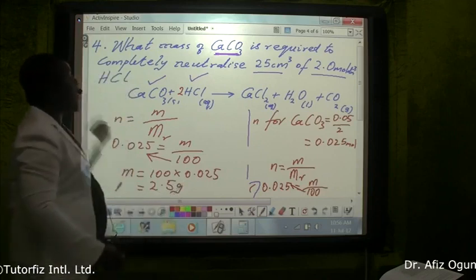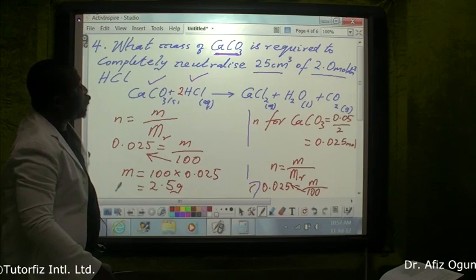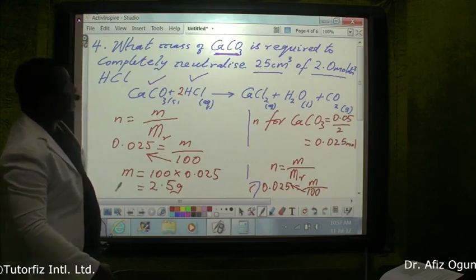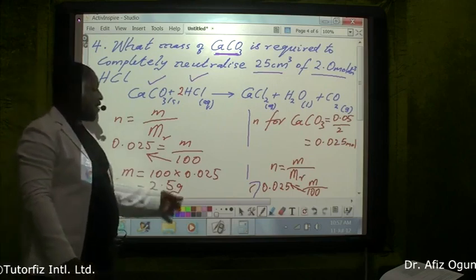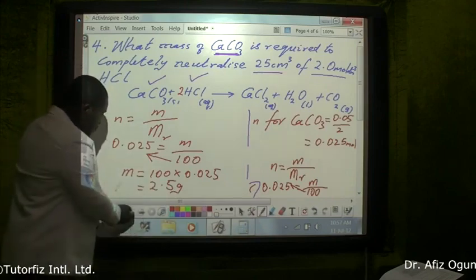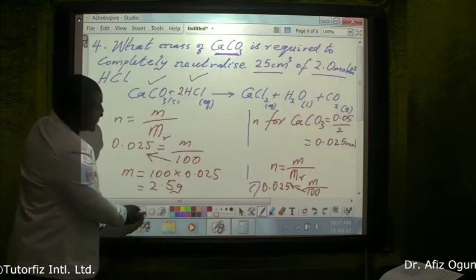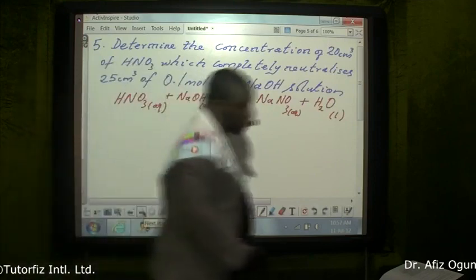2.5 grams. If I have 2.5 grams of calcium carbonate and I add it to 25 cm cube of HCl of concentration 2.0 mole per dm cube, I will be able to neutralize the acid completely just by putting in 2.5 grams of calcium carbonate. Easy as ABC. Now, I have a titration calculation for you here.